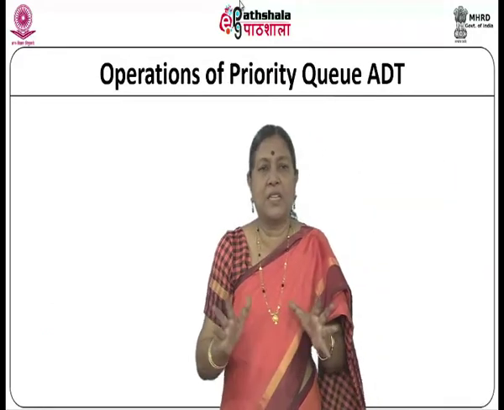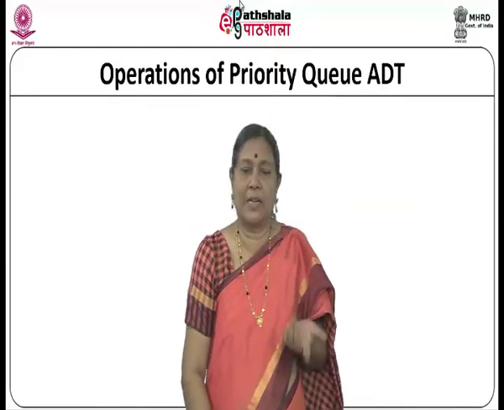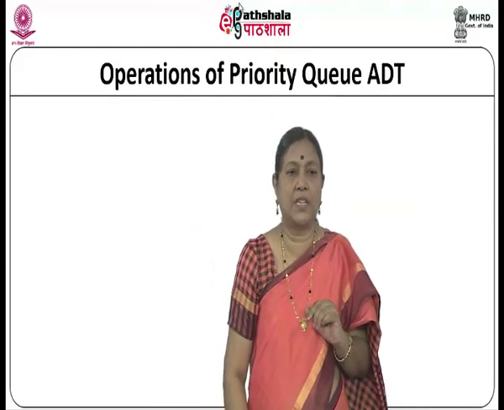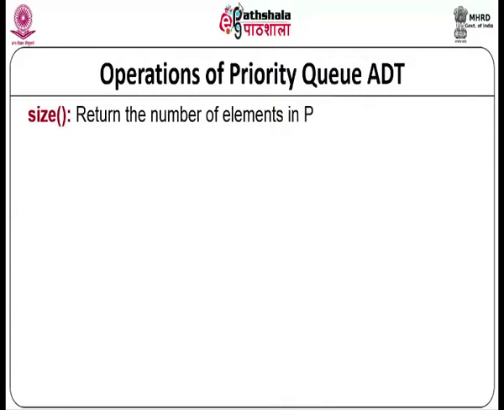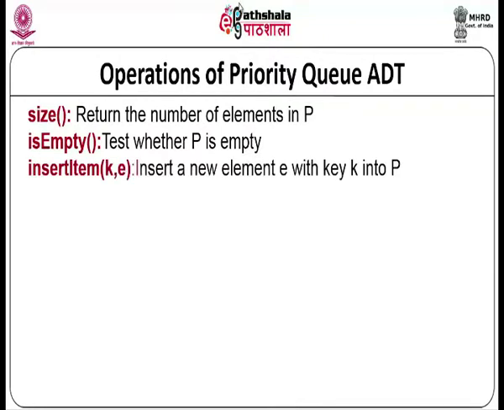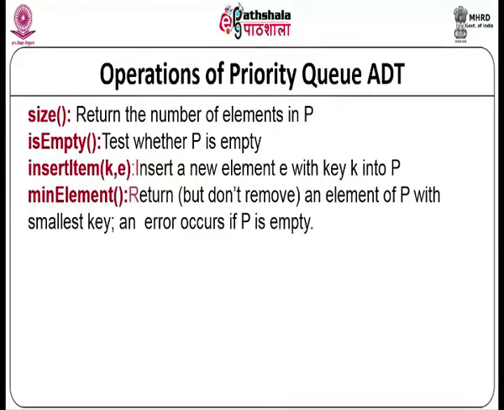So, what are the operations that you can do on a priority queue ADT? That is the next question we have to answer. The operations are size, which returns the number of elements in P; is empty, which tests whether P is empty; insert item, which inserts a new element E with key K into the priority queue P; and minimum element, which is like front or top, and returns but does not remove an element of P with the smallest key. An error occurs if P is empty.